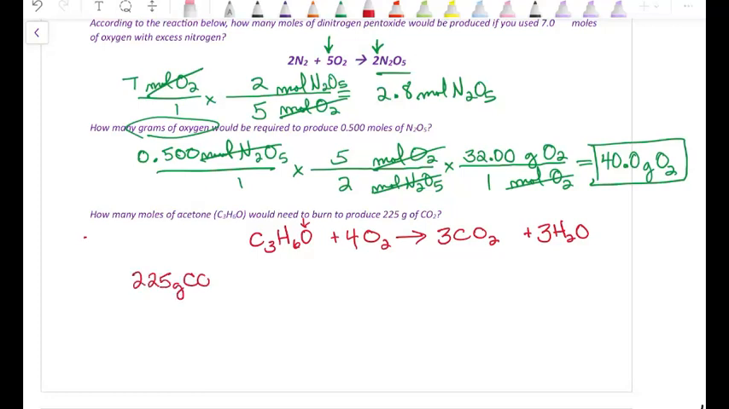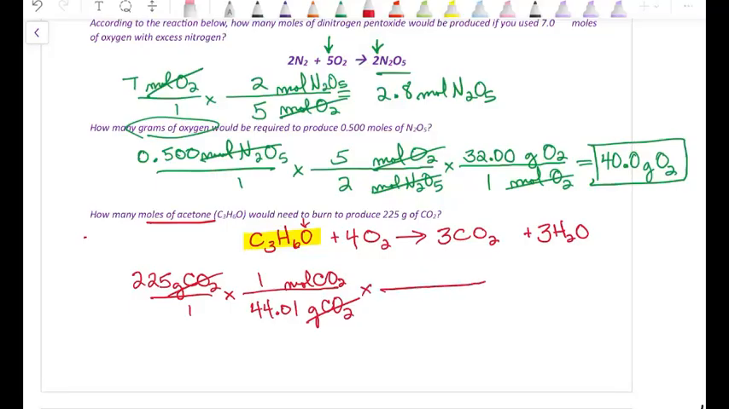225 grams of CO2, and we're trying to take this to moles of acetone, which is this stuff. So grams of CO2 to moles of acetone. What would you have to do first? Okay, so hopefully with grams of CO2, you recognize you can't go straight from that to moles of a different substance. But what you could do is go from grams of CO2 to moles of CO2, which we've already done this kind of problem multiple times. 1 mole of CO2, according to the periodic table, weighs about 44.01 grams.